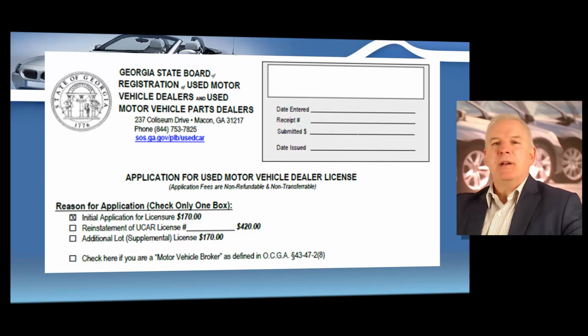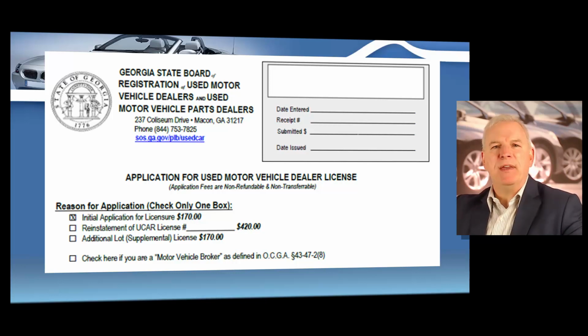First, you're going to leave all that information in the upper right area blank, as this is going to be for board use only. As you see, they're going to enter the date and your receipt number and the date that you are issued a license. So be sure to leave that gray area at the top right of the dealer application blank.